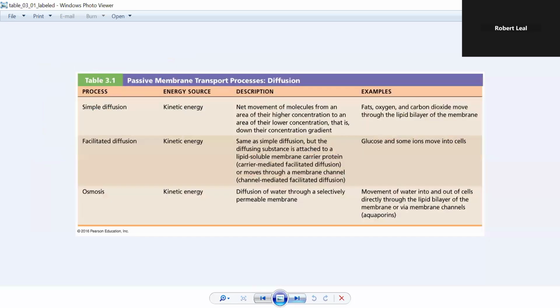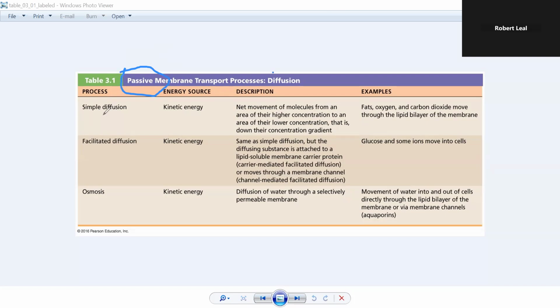And I think we've gone over pretty much everything we needed to in this chapter 3. Let's just review what we have here. The movement of substances from high to low, they just naturally want to go where there's more of to where there's less of. You don't need energy. So that type of transport in general is called passive transport. And there are different types of passive transport.